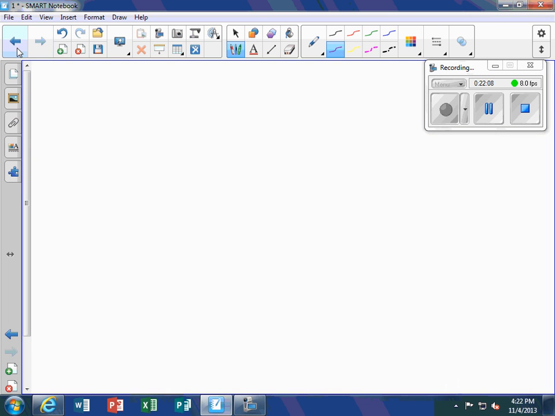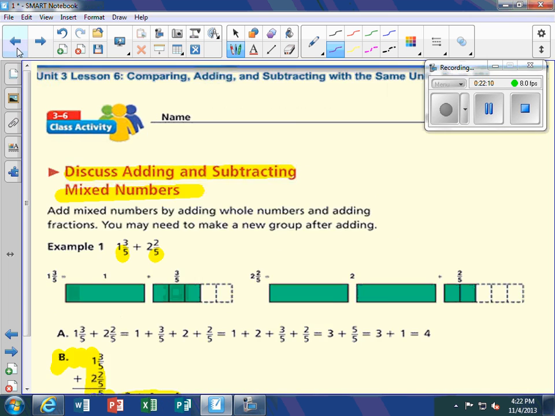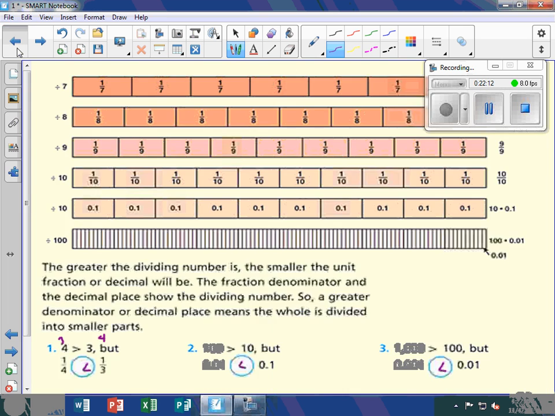Oops. Thought I had the 3. Let's see if I can get back to 3.5. I don't know if I have those in here or not.